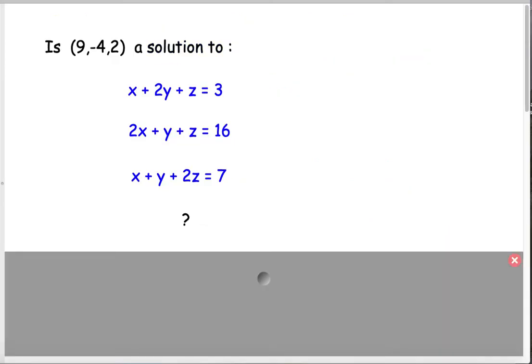Okay, so let's work backwards here. Is 9, negative 4, and 2 a solution to this system? You might want to hit pause, test it first, and then when you think you have your answer, go ahead and press play again.